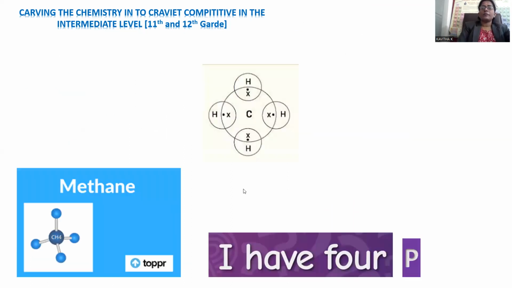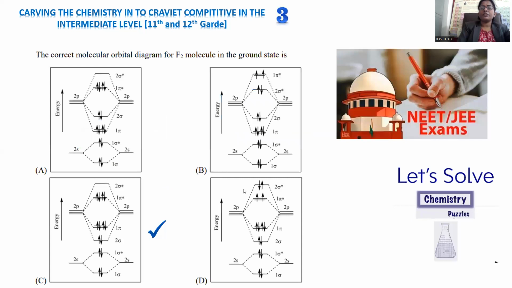For question number 2, option number A is the correct answer. Move on to question number 3. Question number 3 is from the 2023 JEE Advanced question paper. The correct molecular orbital diagram for fluorine molecule in the ground state is.